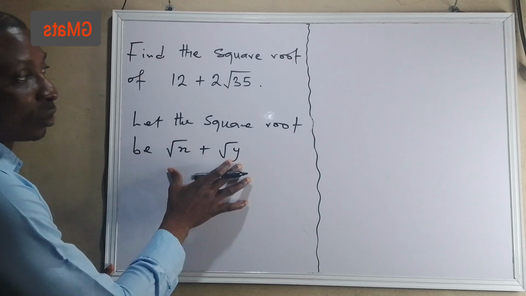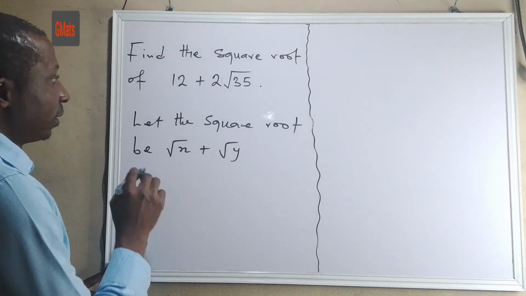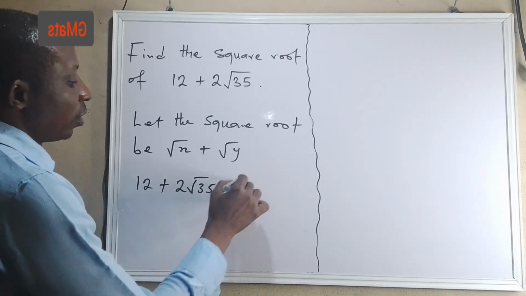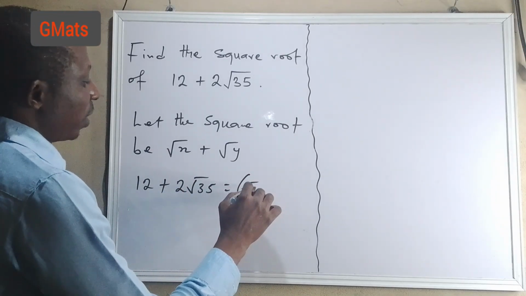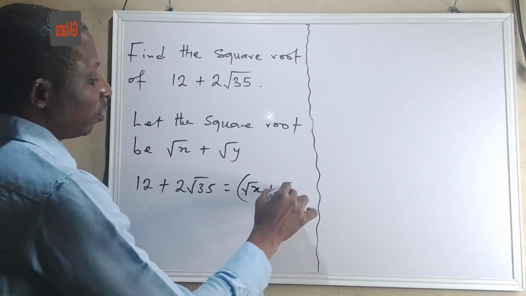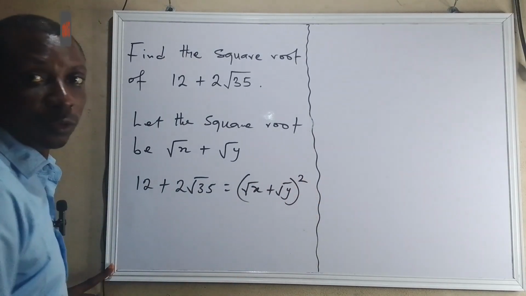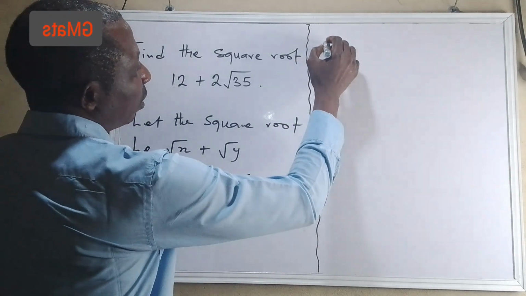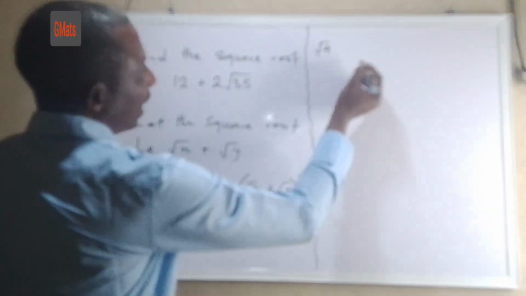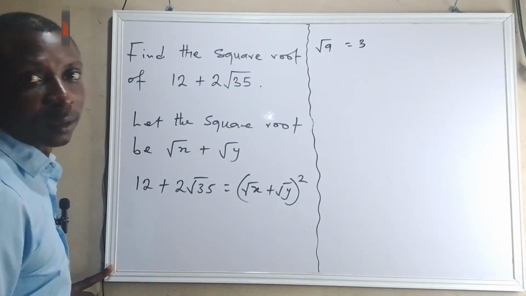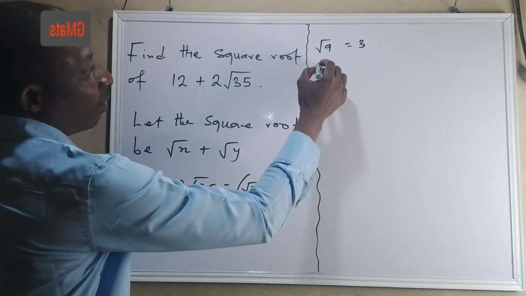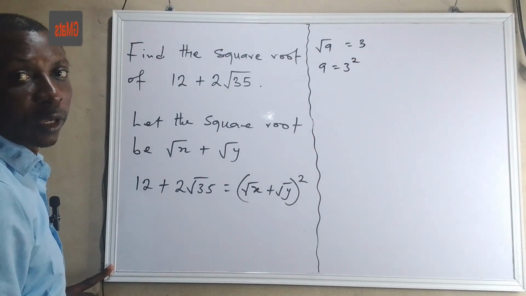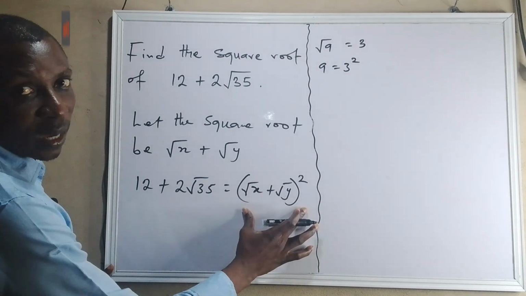Right, so if this is the square root of this, then we can write that 12 plus 2 square root of 35 equals square root of x plus square root of y, raised to the power of 2. Because if I say square root of 9 equals 3, the meaning is that I can write 9 equals 3 raised to the power of 2. Now the next thing is to expand this.